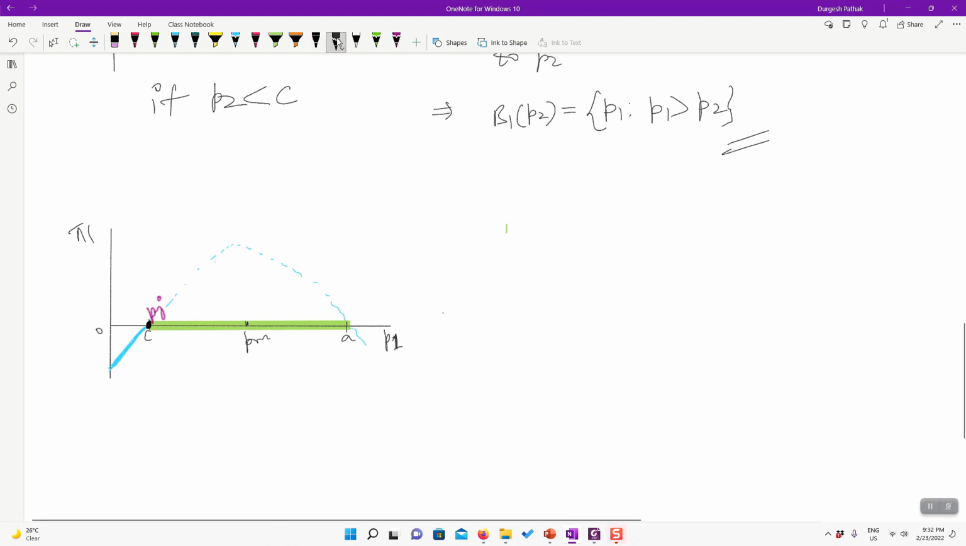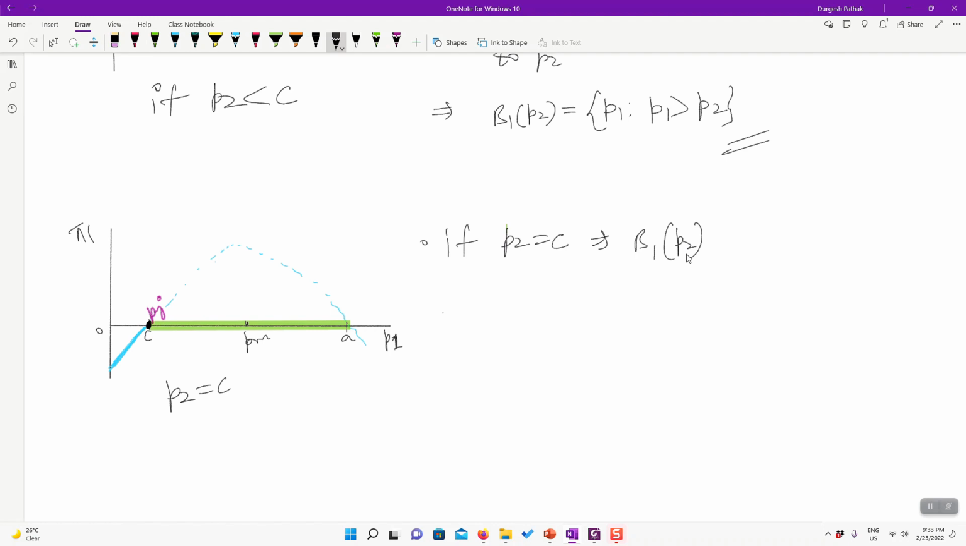If it charges any price P1 that is less than P2, it will earn negative profit because the price will be lower than the average cost of production. If it charges any price more than P2, still it will earn 0 profit because nobody will buy from it. So this is the case when P2 is exactly equal to C. So I am writing, if P2 is equal to C, then the best response of Firm 1 against price P2 is given as P1 such that P1 is greater than or equal to P2. In either condition it's earning zero profit, so it's indifferent between choosing P1 equal to P2 or P1 higher than P2.